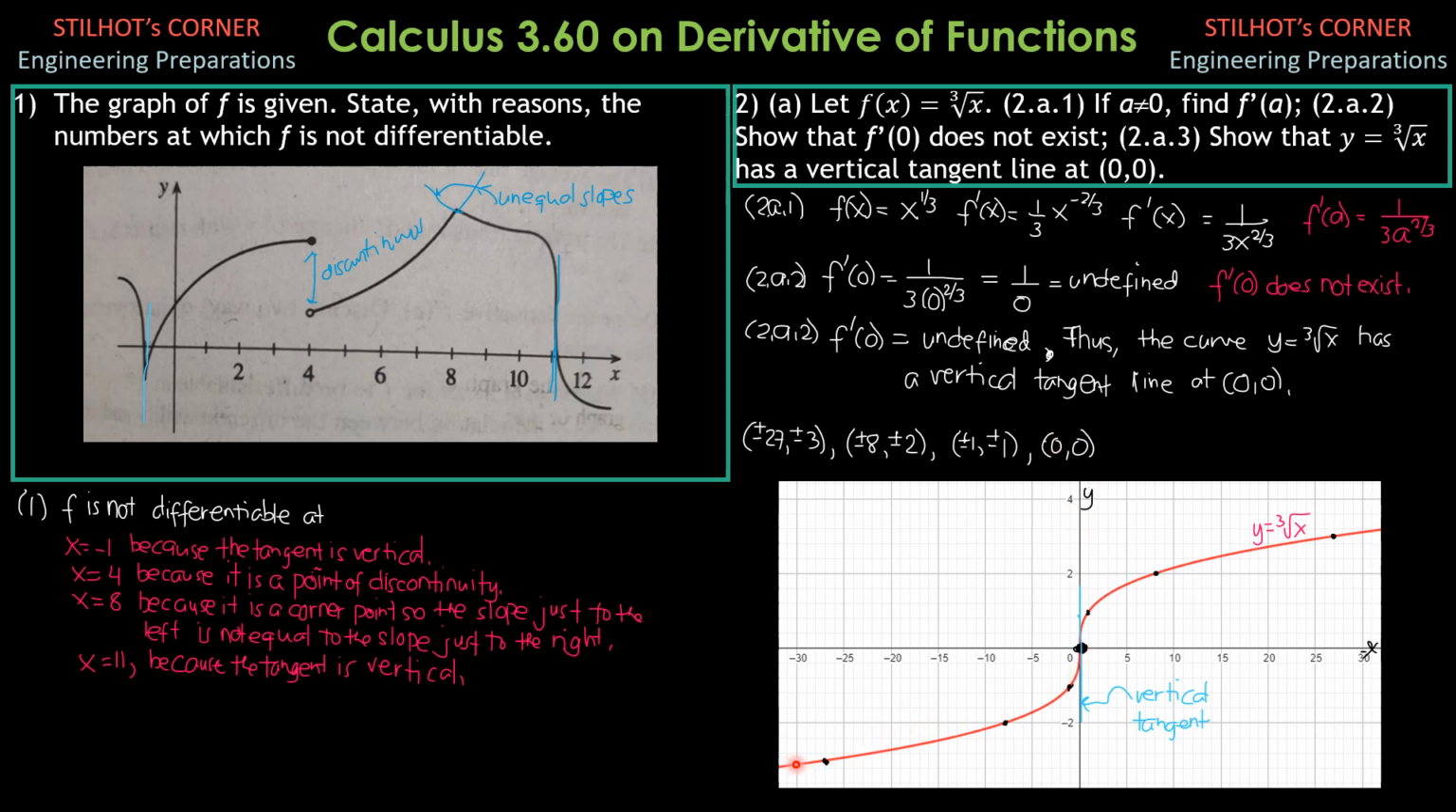So connecting these points with a smooth curve, this is the graph of y equals cube root of x, and at x equals 0, obviously the tangent line is vertical. That's why it is not differentiable there.